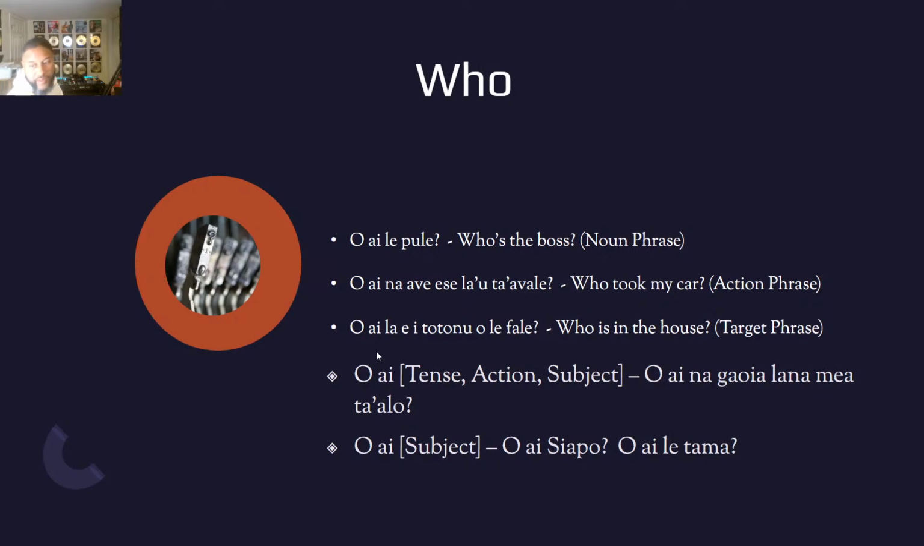I only got 1 more minute left, so I'll go through this last one. Remember, in our last one, we talked about lea. Lea indicates a location. It's over there somewhere, away from here. So lea, and then i totonu o le fale. Over there inside of the house. So if I say oai, I just throw the who in front of what we already know. So oai lea i totonu o le fale? Who is inside of the house?